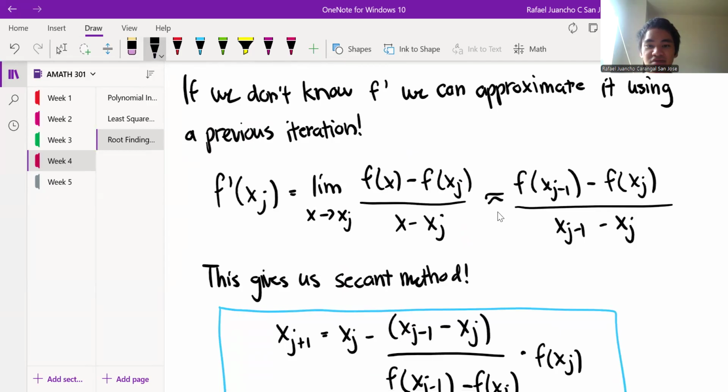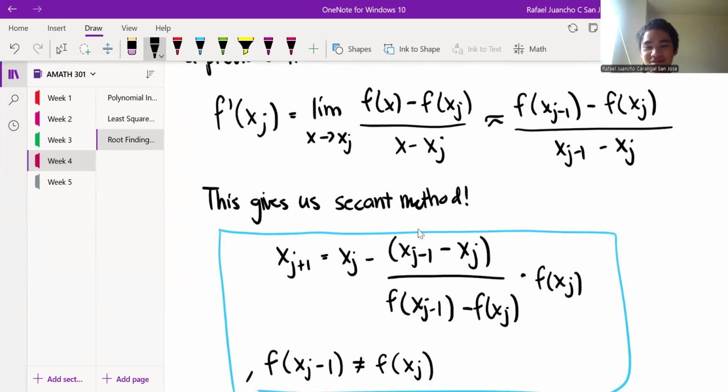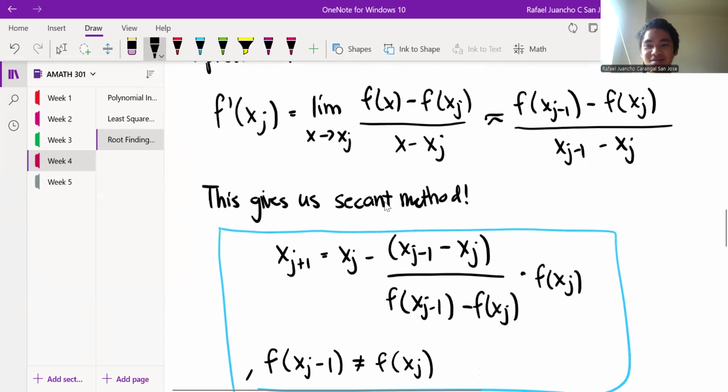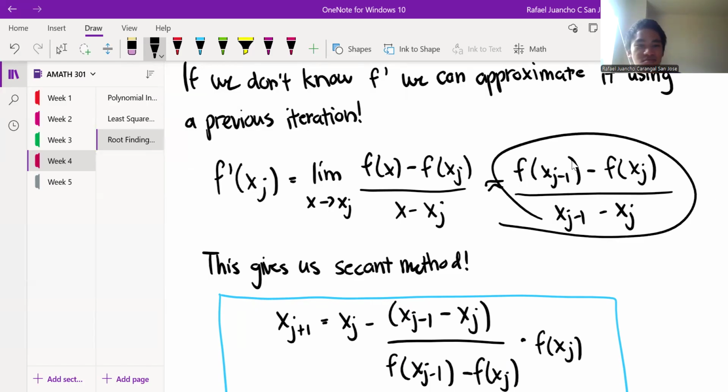So what if, let's say, we don't have the derivative? Then that's where the secant method comes in, right? So here, the limit of this thing is actually just approximately the slope itself. Again, approximate, not exact. So instead of finding a tangent, we're actually just using the secant, which is the approximate thing, right? So we get this thing.